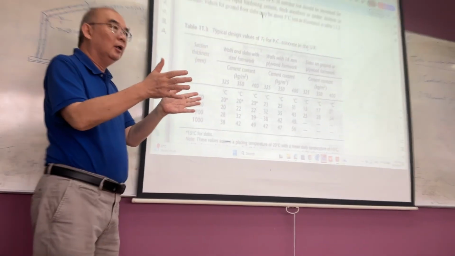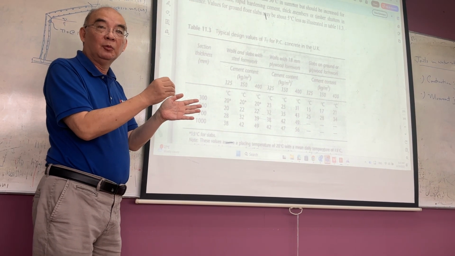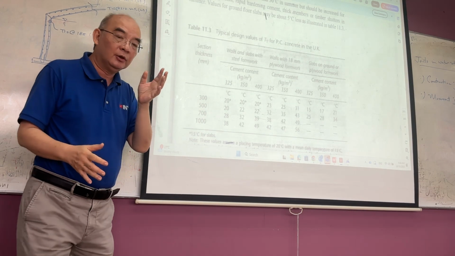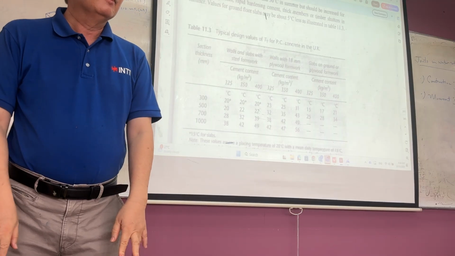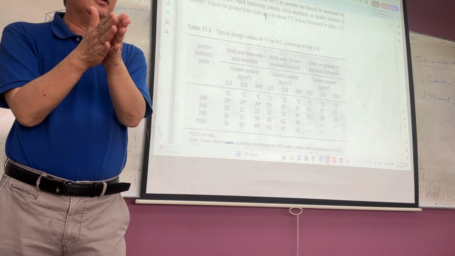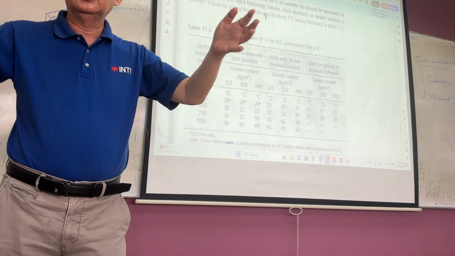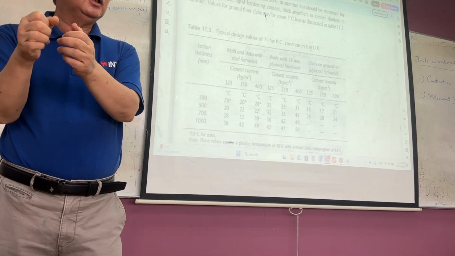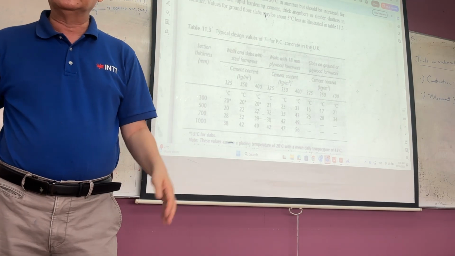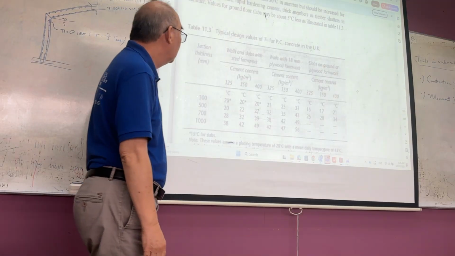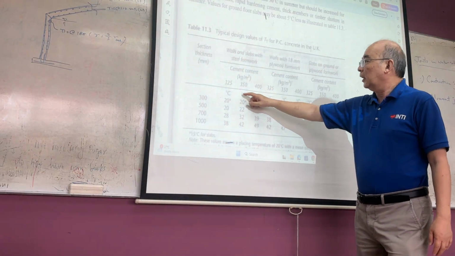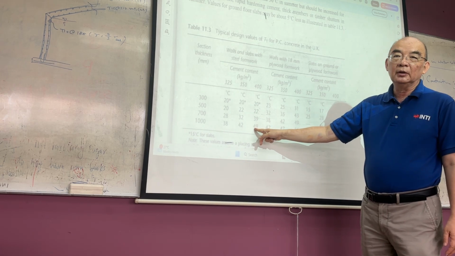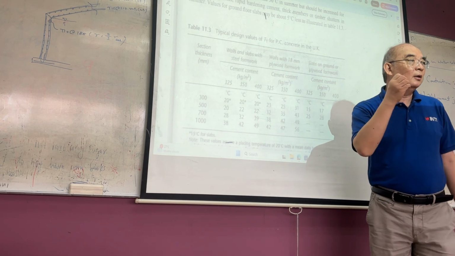As the distance increases, your hydration temperature will be much higher. Understand? Because it is very thin, it's easy for the heat to disperse. When it's very thick, the heat in the interior is not easy to disperse. And of course, the higher the cement content, basically this one will be higher, because more cement, more heat.